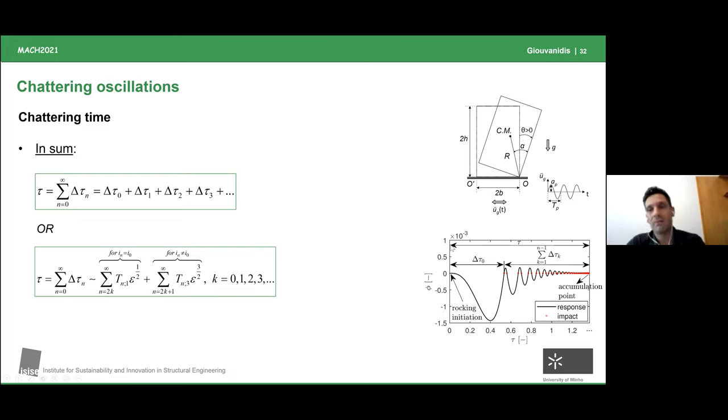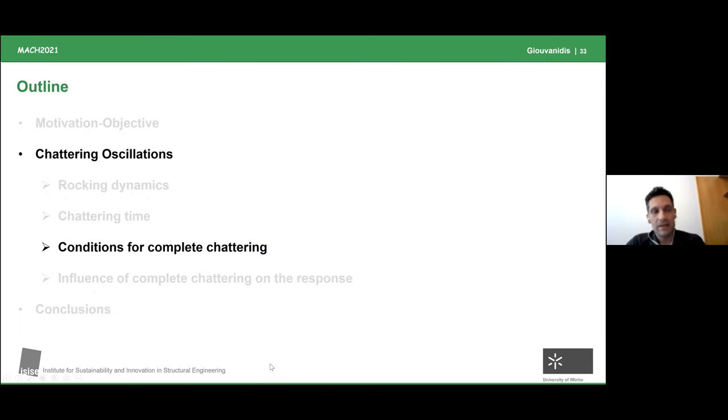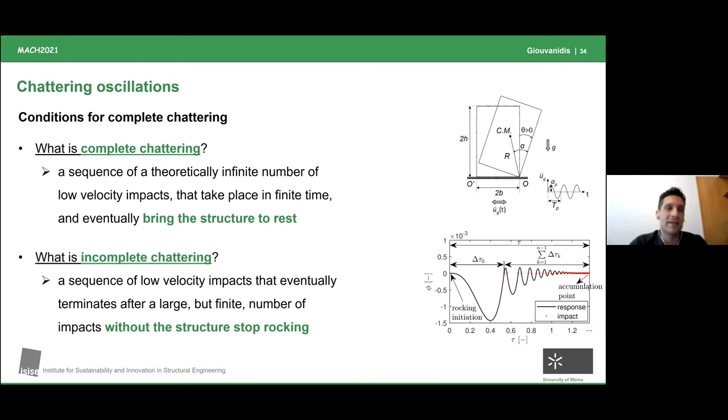The chattering time, which I remind you, is the time from here to here until the block comes to rest. Now, let's continue with the conditions that complete chattering occurs, which I need to explain to you what complete chattering is. Well, it's a sequence of a theoretically infinite number of low velocity impacts that bring the structure to rest. So in the end, the structure comes to rest. However, incomplete, the only difference is that in the end, the structure is not coming to rest. So it still oscillates, it's still rocking.